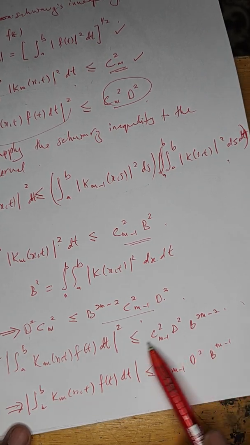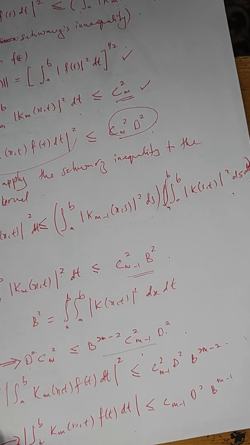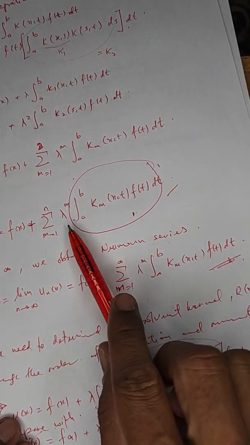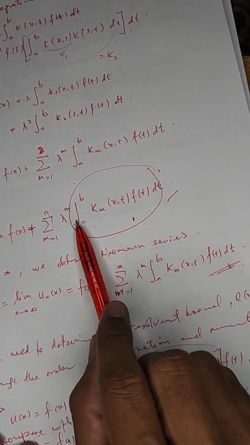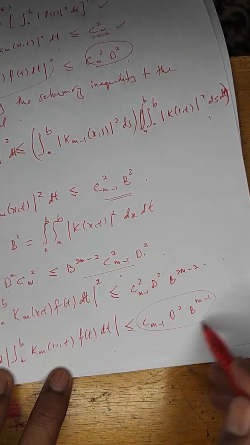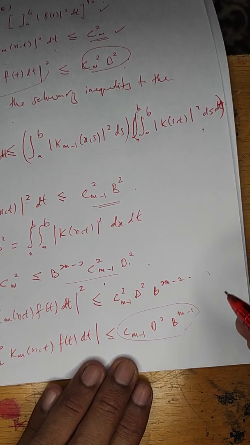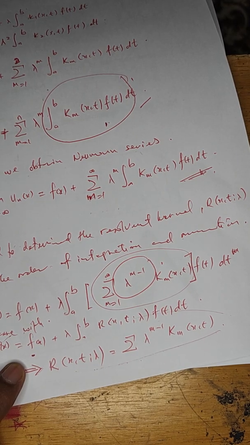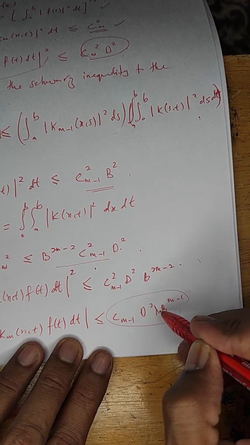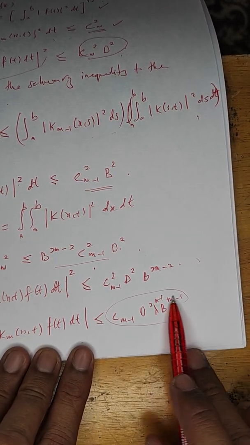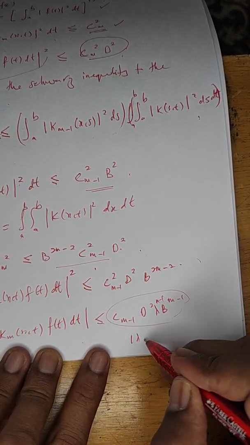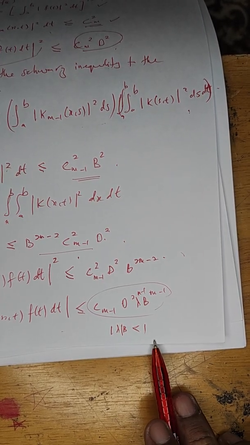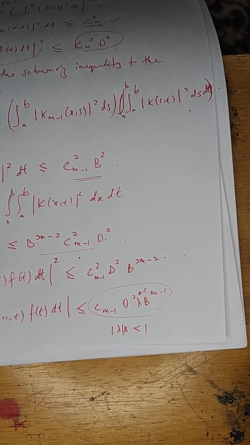In order that this series converges, because we are looking for the condition for the convergence of the Neumann series, you remember that in the Neumann series we have lambda in front, so everything there has lambda. So I can put lambda^(m-1) here as well. In order to ensure that this series converges, we need lambda b to be less than 1.